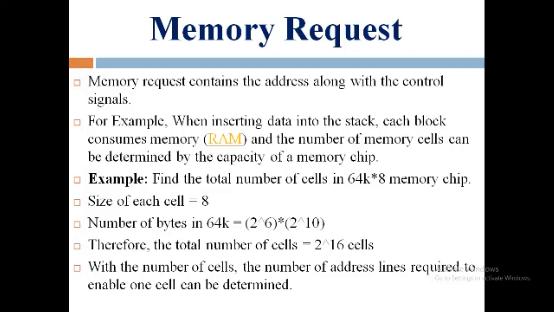Example of this memory request is that, suppose we take the example like that, find the total number of cells in a 64K into 8 memory chip. In this problem, size of each cell is 8. The number of bytes in 64K is 2 raised to 6 into 2 raised to 10. Therefore, the total number of cells is equal to 2 raised to 16 cells. With the number of cells, the number of address lines required to enable one cell can be determined.